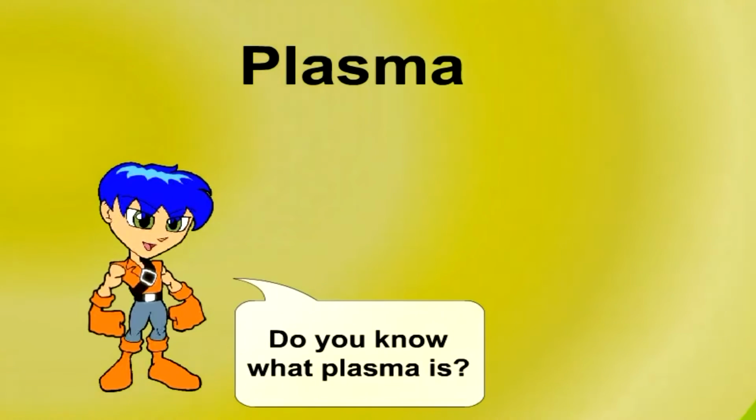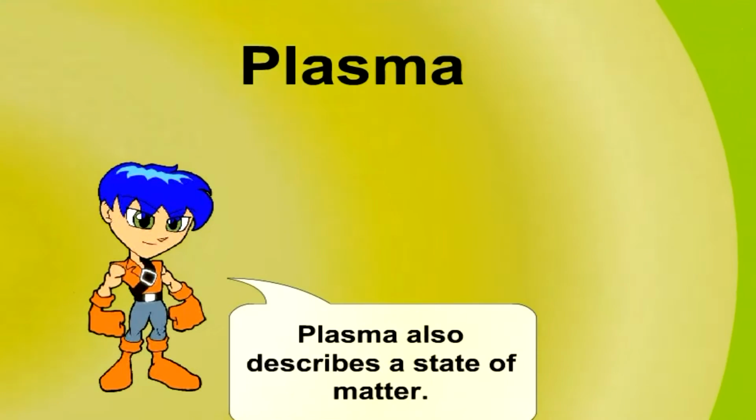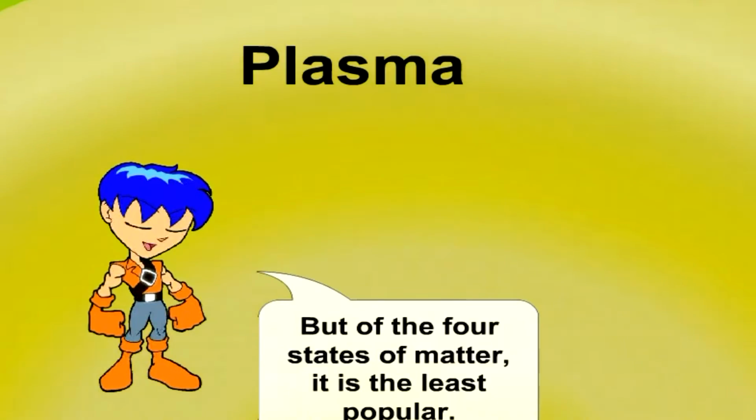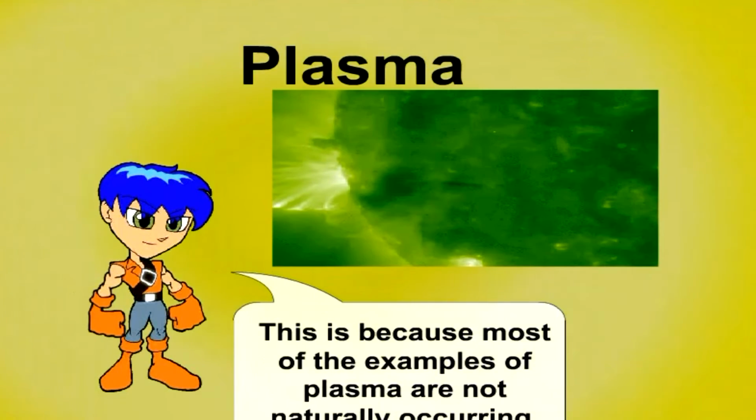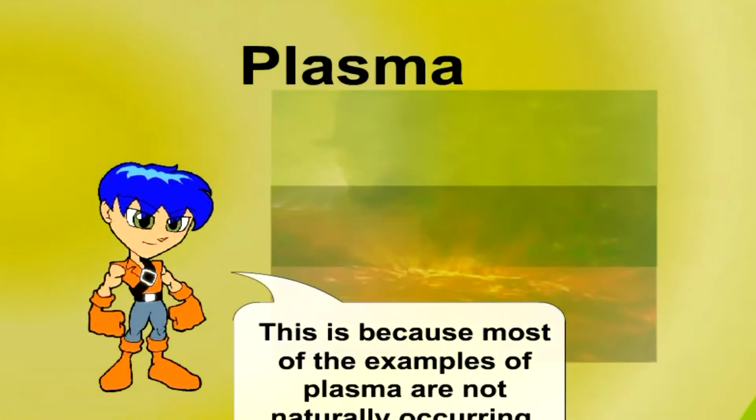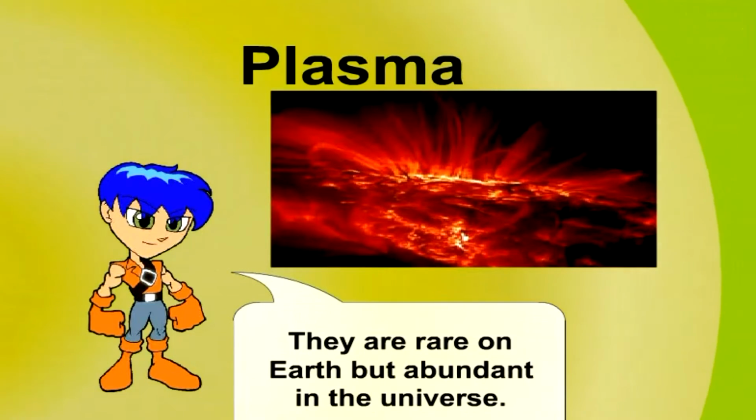Do you know what plasma is? Plasma also describes a state of matter. But of the four states of matter, it is the least popular. This is because most of the examples of plasma are not naturally occurring. They are rare on Earth, but abundant in the universe.